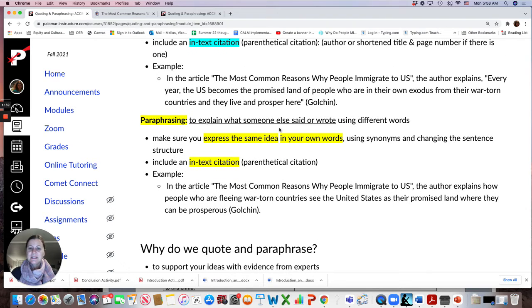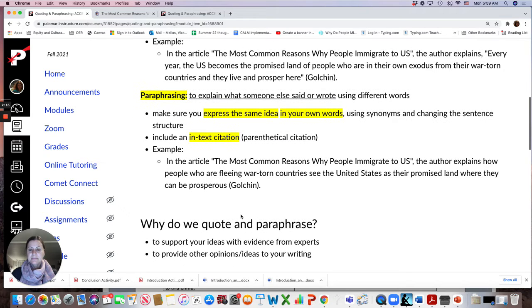Paraphrasing is to explain what someone else said or wrote using different words. Make sure you express the same idea in your own words using synonyms and changing the sentence structure. And again, you need to include an in-text citation or parenthetical citation. In the article, "The Most Common Reasons Why People Immigrate to U.S.," the author explains how people who are fleeing war-torn countries see the United States as their promised land where they can be prosperous.